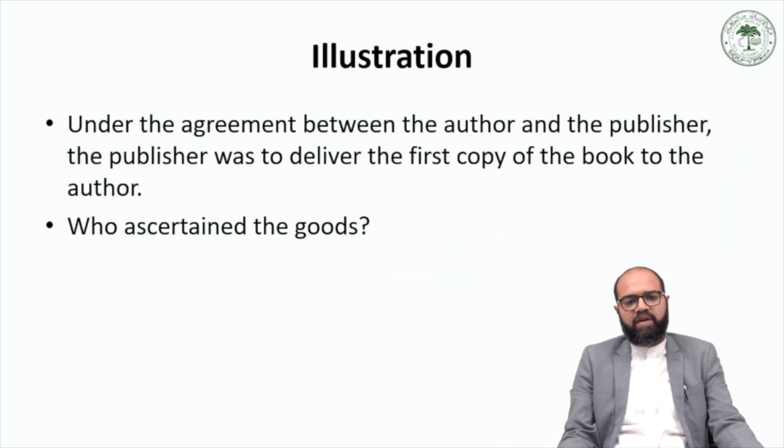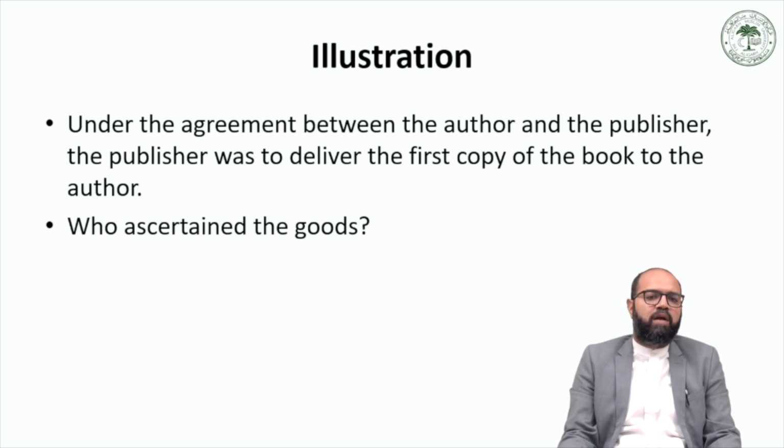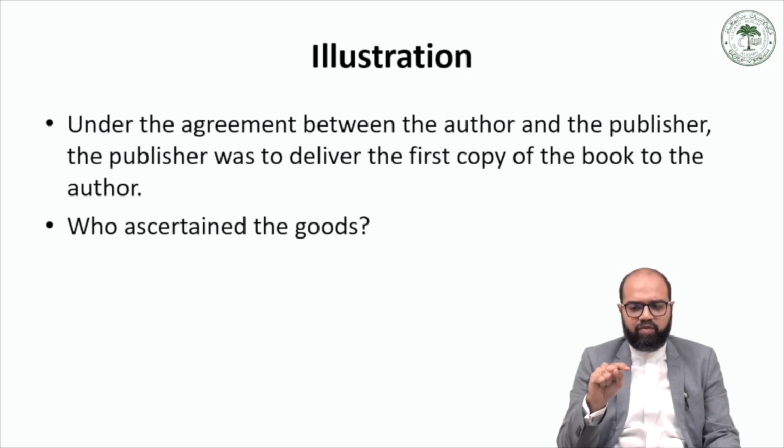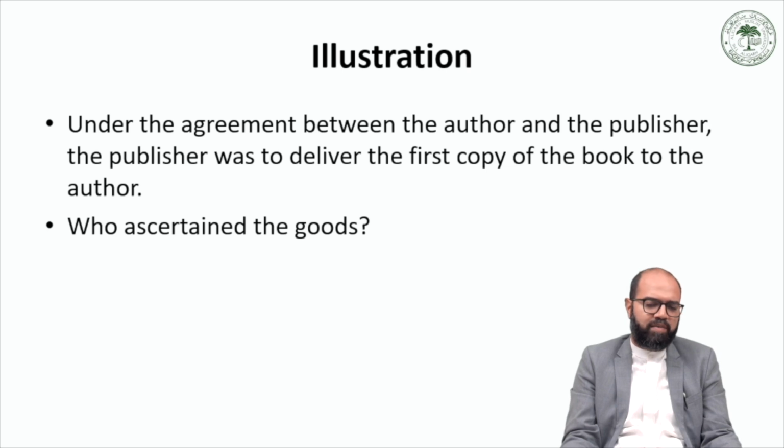To take up another case, under the agreement between the author and the publisher, the publisher was to deliver the first copy of the book to the author. So in this case, who ascertained the goods? So as we find, there is a first copy which is identifiable from the rest of the lot. So supposing there is an order to the publisher to print 100 copies, and if the buyer would have said, give me any copy, then he was delegating the responsibility of ascertaining the goods to the seller. But here, certain specifications are given in the contract wherein the seller has to give the first copy to the buyer. So here, the ascertainment is being done as per the terms of the contract, and it is the buyer who has kind of delegated to the seller to do the ascertainment of goods.